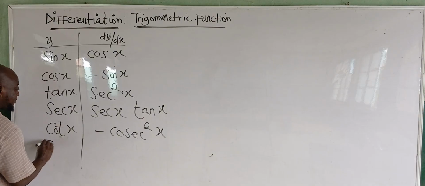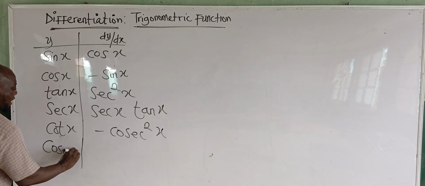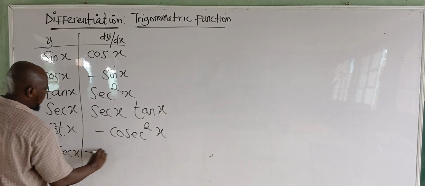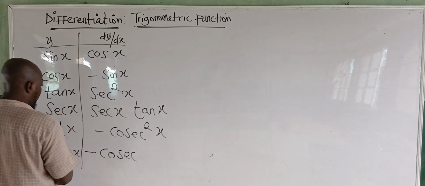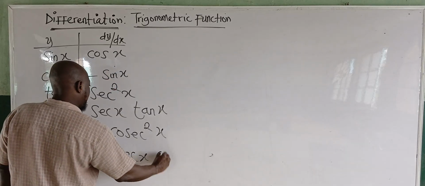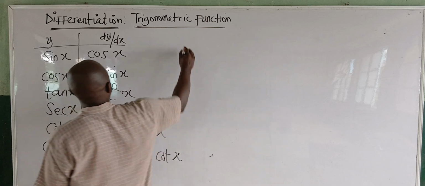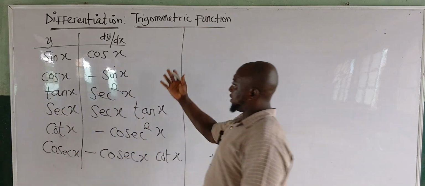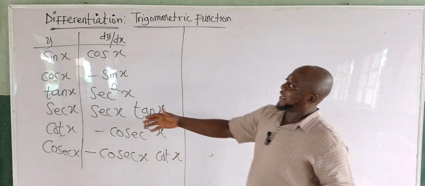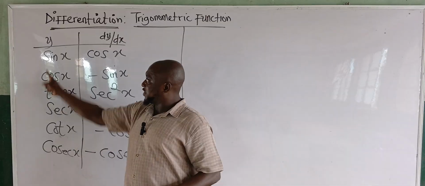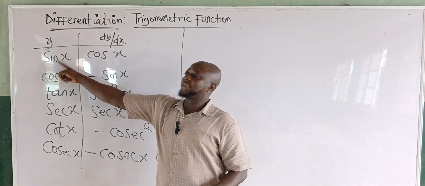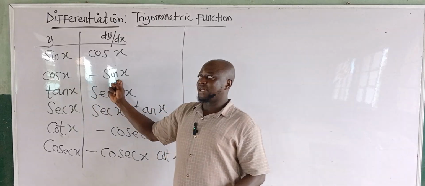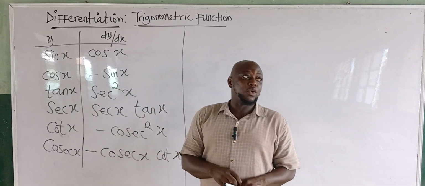If I have cosec x here, I will have this value and this value here. So with this noted, that means that if you have any of these functions, this is the answer. If you see this one, you differentiate, this is what you get. If you see this one, differentiate, this is what you get, and so on and so forth.